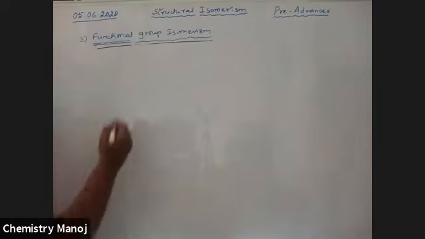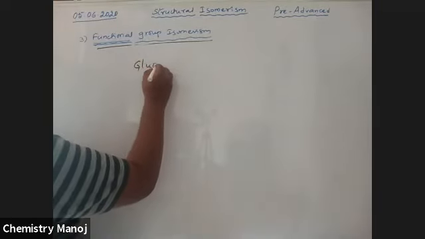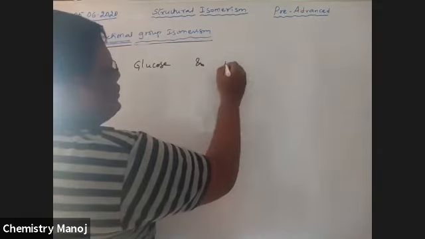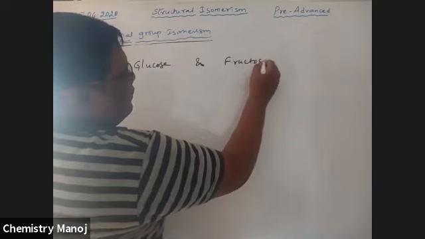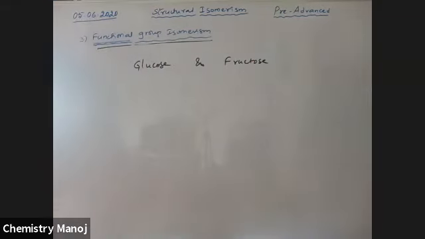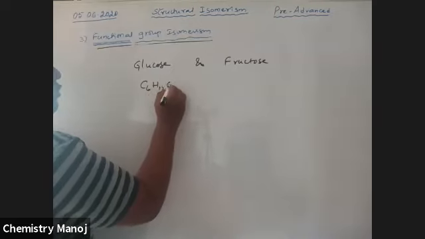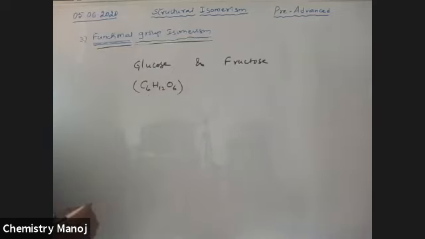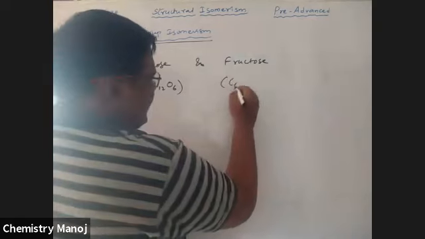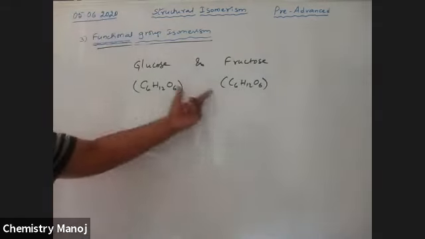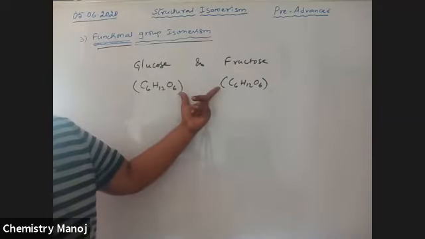Glucose and fructose, frequently known and well-known names. Glucose formula is C6H12O6. Fructose formula is also C6H12O6. That means these two compounds have the same molecular formula.